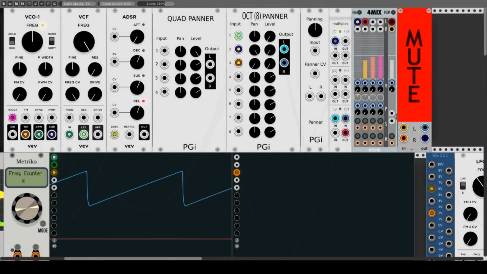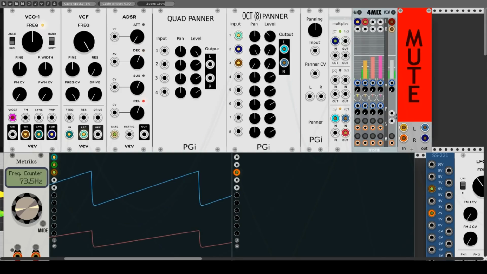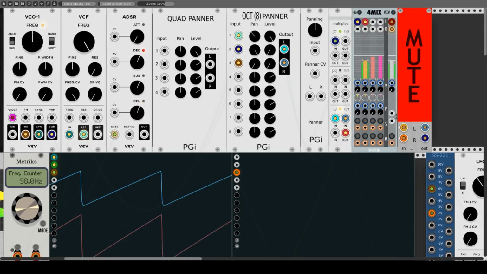The panner module from PG Instruments can also be used as attenuators. Of course, the panorama plays an important role here. 100% of the input signal is therefore only reached on the far left and far right. If the panorama is balanced, the amplitude is lower. With the level control of the quad panner and the oct panner, this is adjusted.